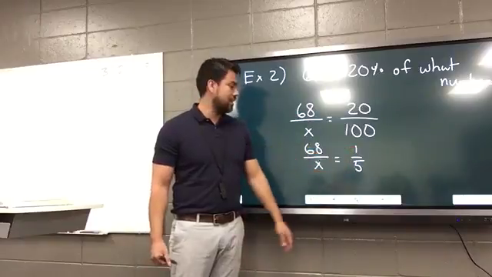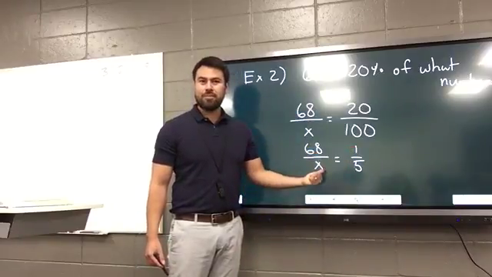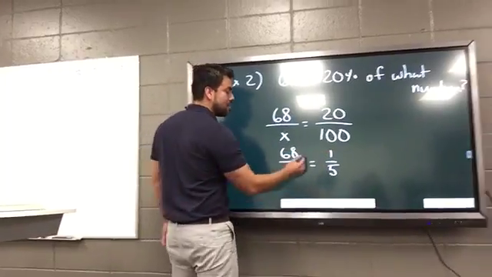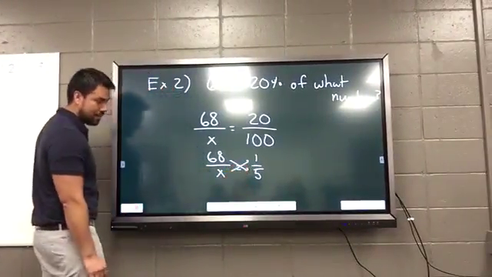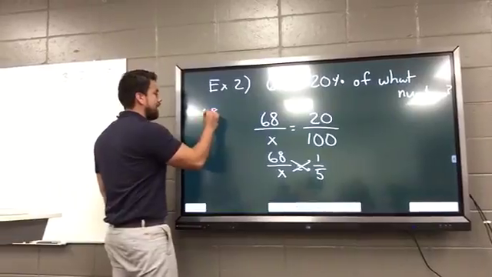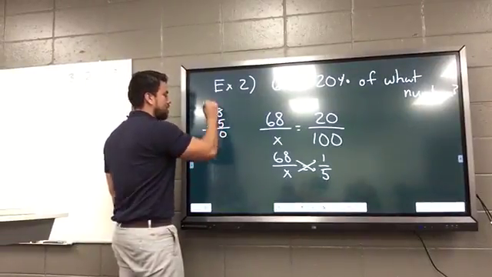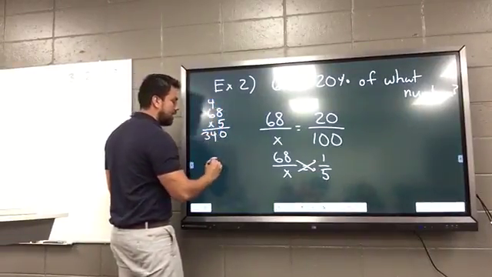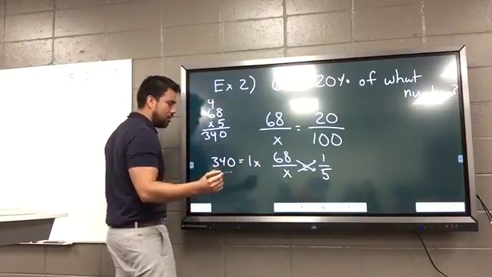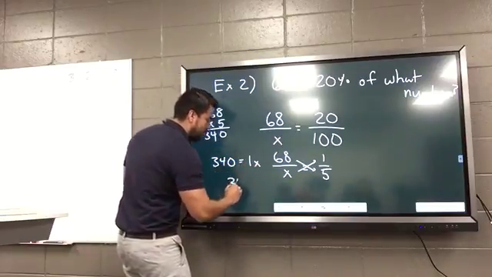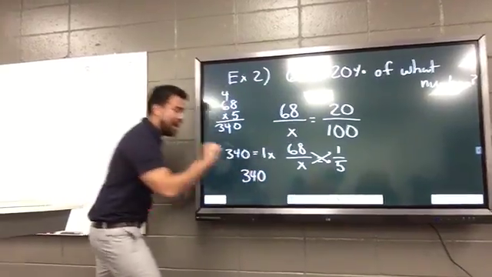You get 1/5. Is this a hard problem? All you really have to do is do 68 times 5, and that equals 1 times x. So what's 68 times 5? 340 equals 1x, which means what does x equal? Okay, 340.